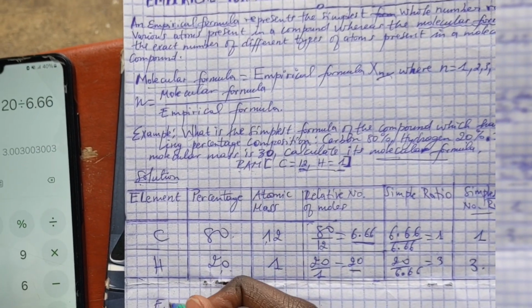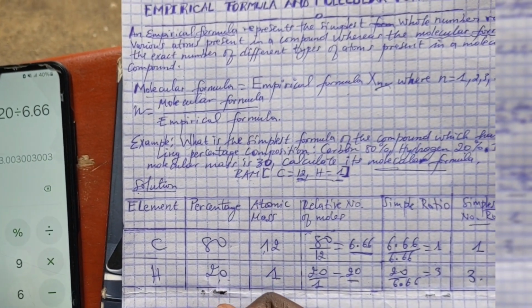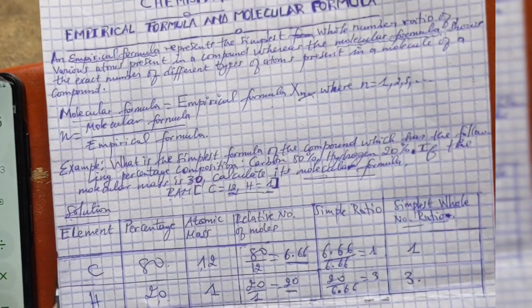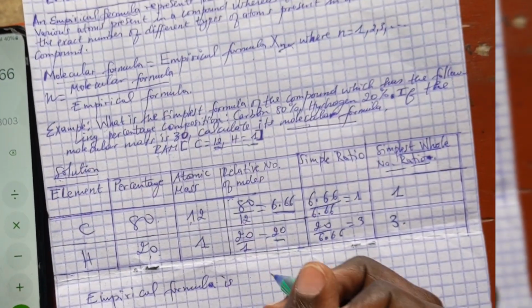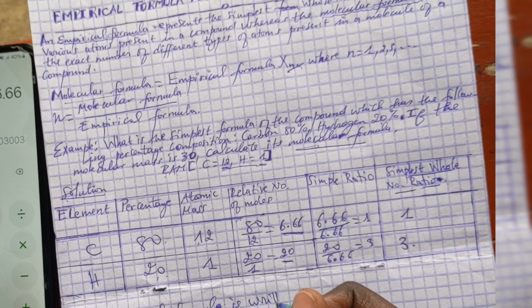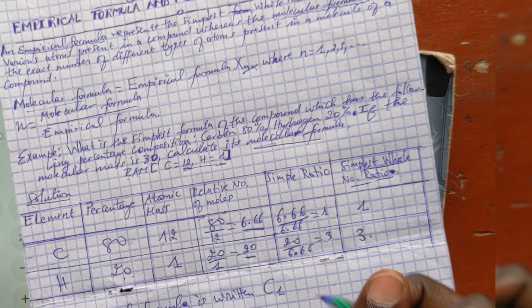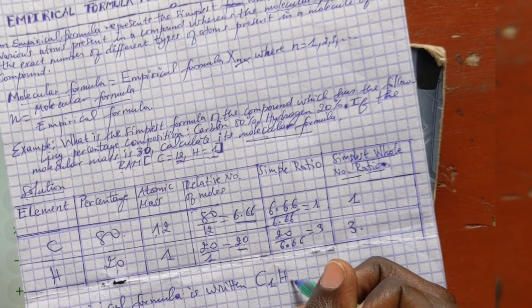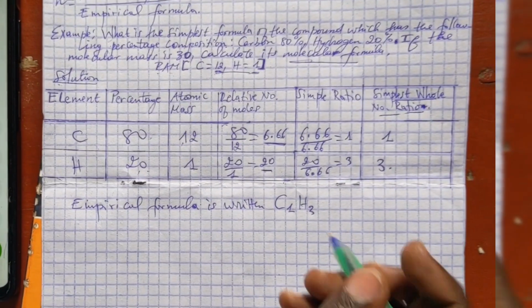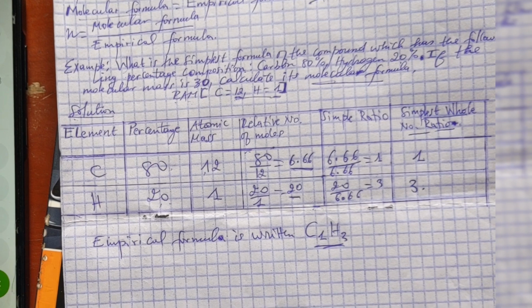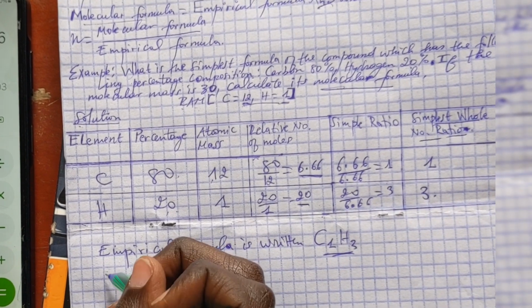So the empirical formula is written as carbon 1 atom and hydrogen 3. So this is the empirical formula. What about the molecular formula?